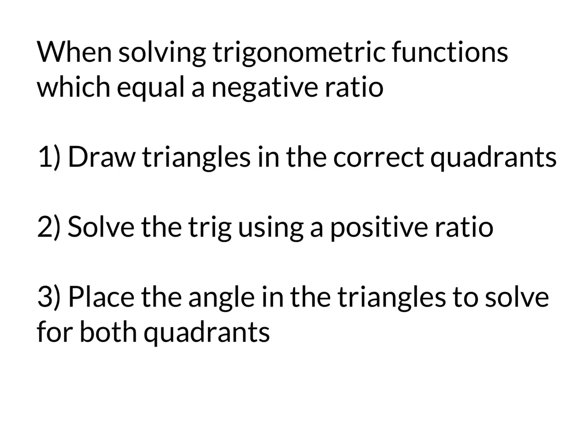You then solve the trig using the positive ratio because we need an acute angle. So just change the negative to a positive and press shift sine or shift cos or shift tan. And finally, you place the angle in the triangles that you've drawn to solve for both the quadrants.